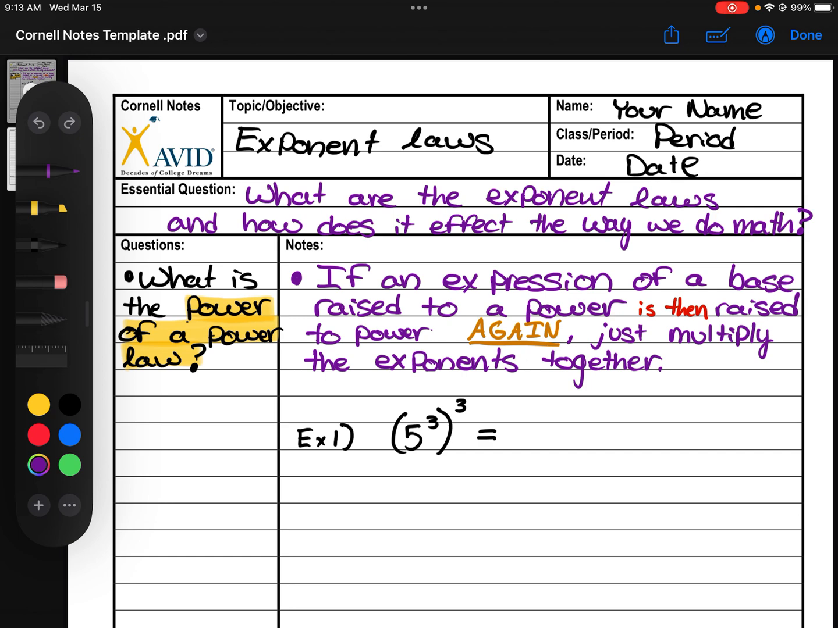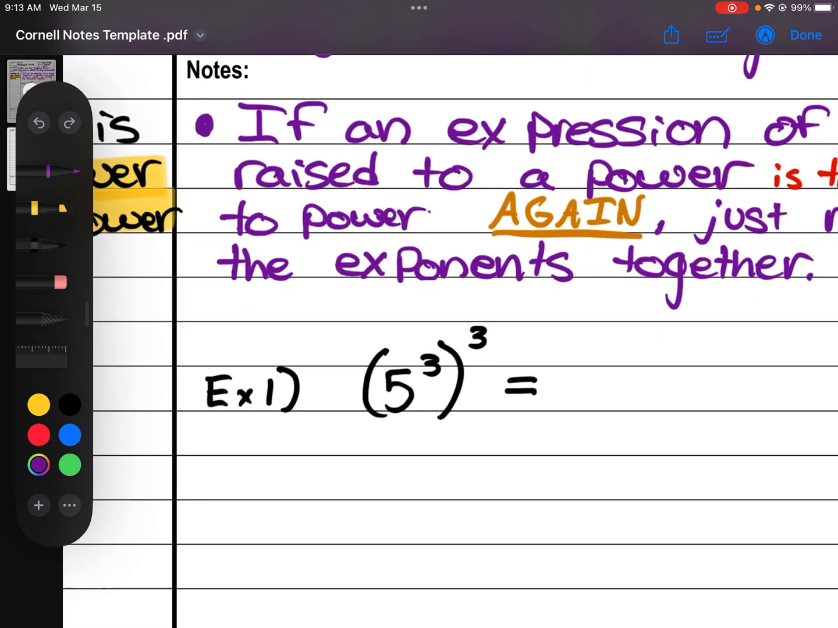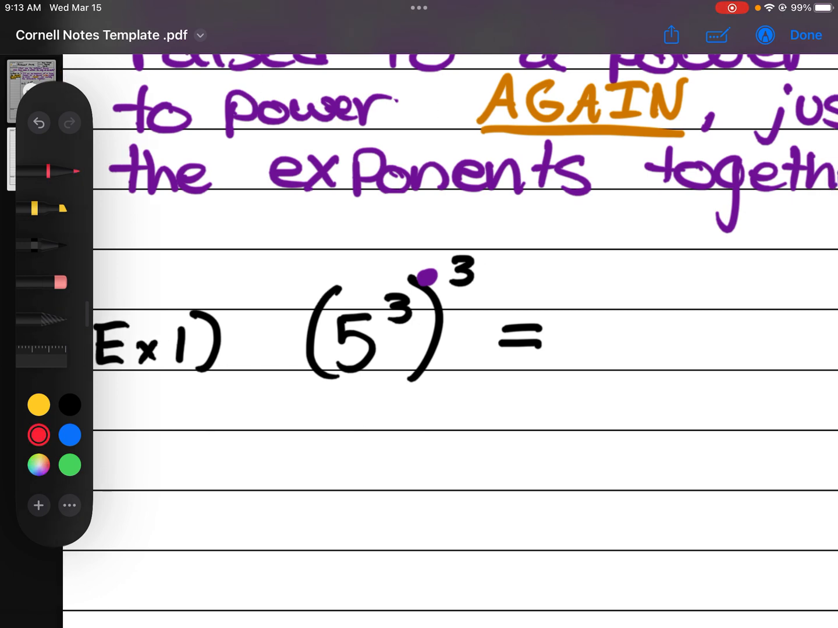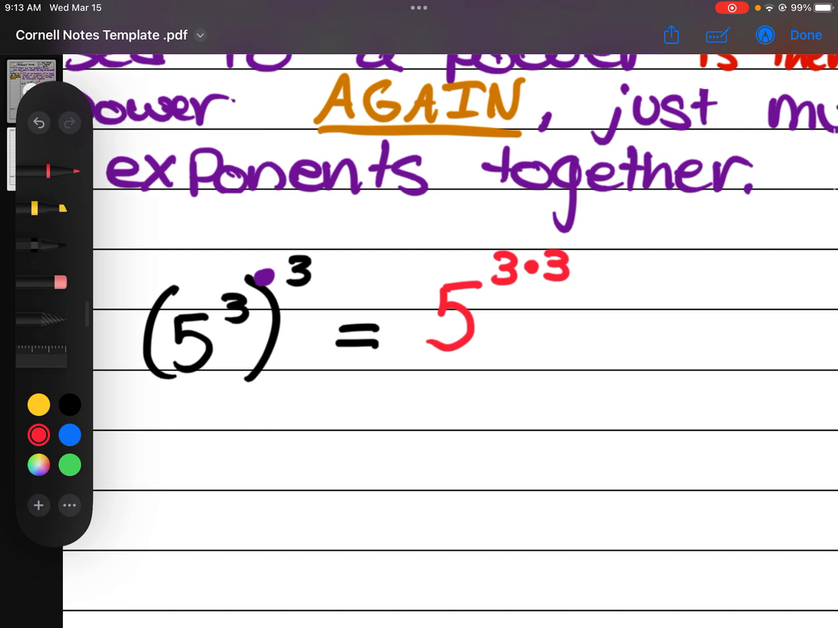Now that you got that copied down, we are going to go ahead and move forward with our example 1. So I'm going to zoom in here so we can see it a little better, and I do want you to write this down. So I have a power raised to a power, and our rule essentially says that we just multiply those two powers together. Keep the base the same. So if we multiply the powers, I have 5 to the 3 times 3 power. What's 3 times 3? That's easily just 9. So my final answer would be 5 to the power of 9.